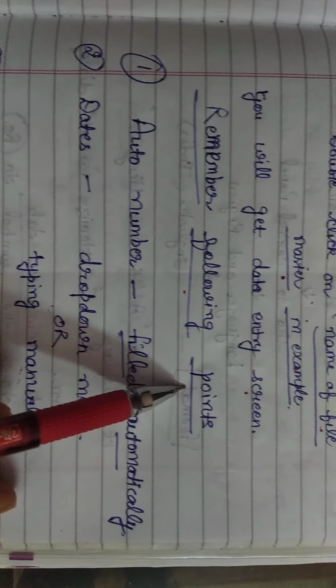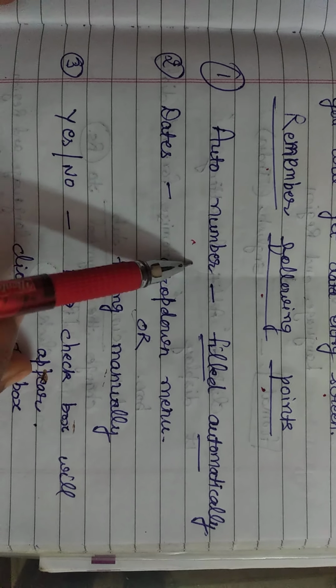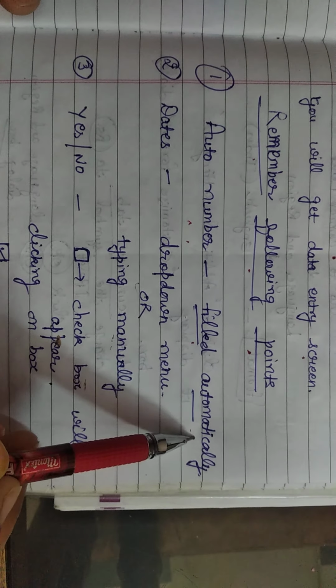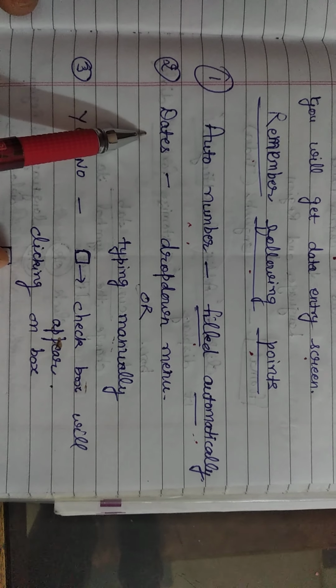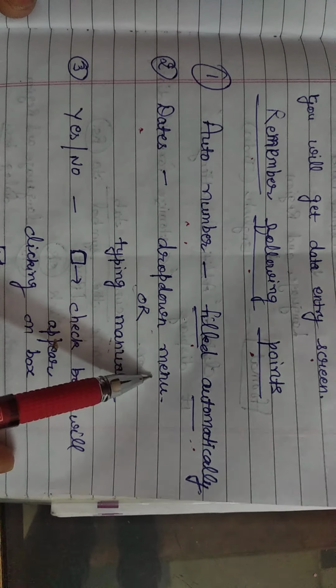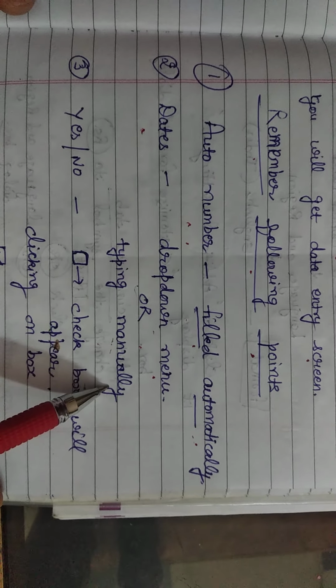Okay. Now next, remember the following points. These points are given in the book also. First is AutoNumber. This AutoNumber is filled automatically. Dates. I am describing the data types to you once again. Dates can be entered with the help of a drop down menu or by typing manually.